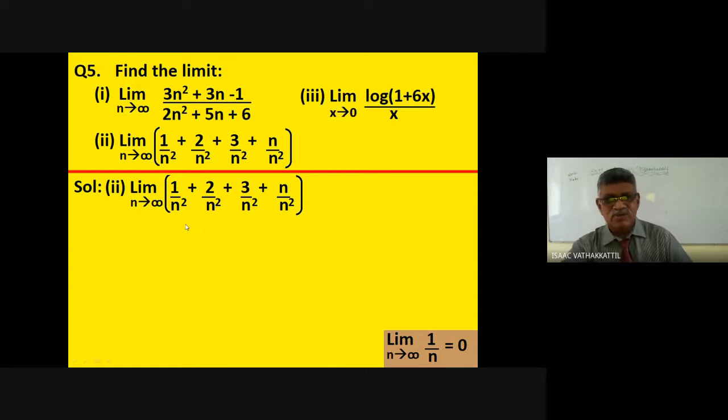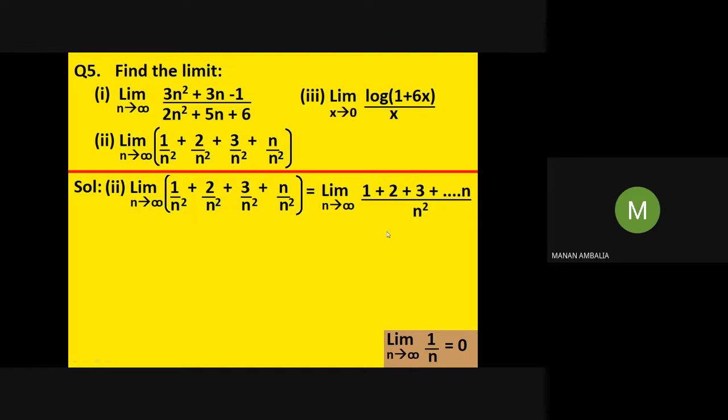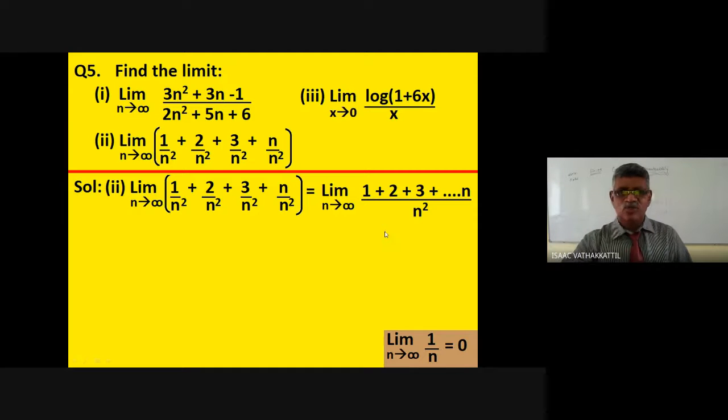For this purpose, we can take the LCM before applying the limit. LCM becomes n squared. It is common to all, and the numerator is 1 plus 2 plus 3 plus dot dot dot n. Now, who will tell me what is 1 plus 2 plus 3 plus up to n? Can you recollect? What is the formula for 1 plus 2 plus 3 plus dot dot up to n? Sir, n into n plus 1 by 2. Very good. It is n into n plus 1 by 2. I'm going to apply that.